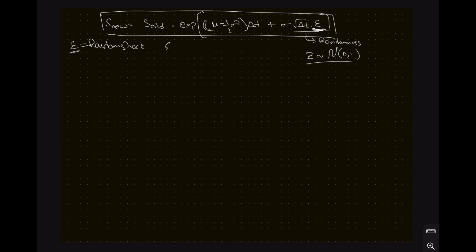We know that epsilon is also between 0 and 1 at the same time over here. And let's say there are two stocks, stock 1 and stock 2. Okay, and then they have random shocks that are being generated, epsilon 1 and epsilon 2.